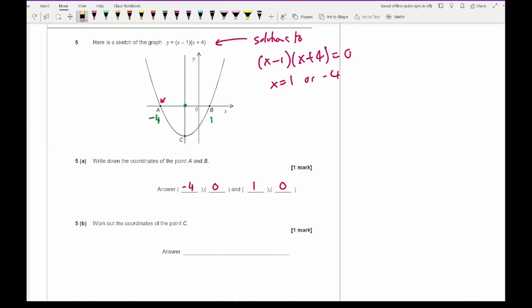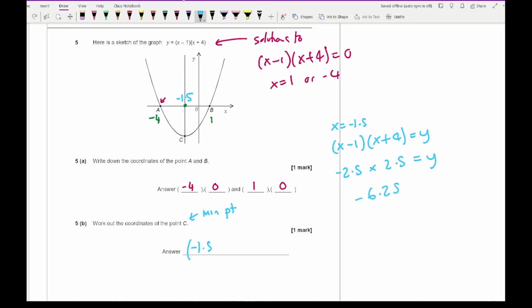Now with question 5b, it says work out the coordinates of C. Now C is the minimum point. There's a couple of ways in which you can do this. One way is to find the midpoint between minus 4 and 1, which is minus 1.5. Then we can substitute x equals minus 1.5 into y equals x minus 1, x plus 4 to find out what y is. So this is minus 2.5 times 2.5, which equals y, and 2.5 times 2.5 is minus 6.25.